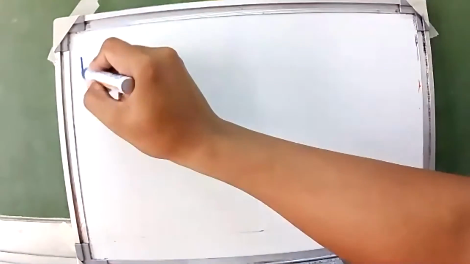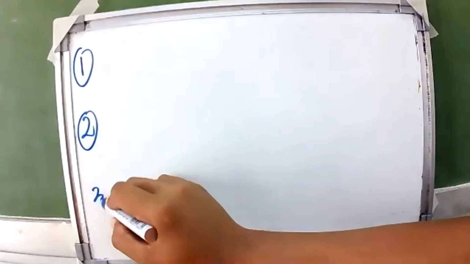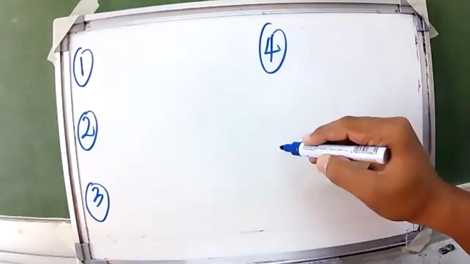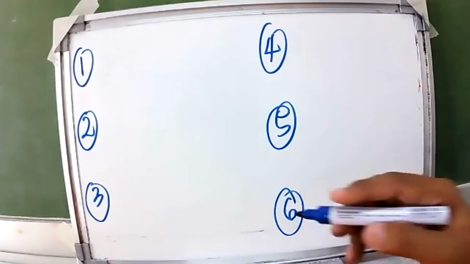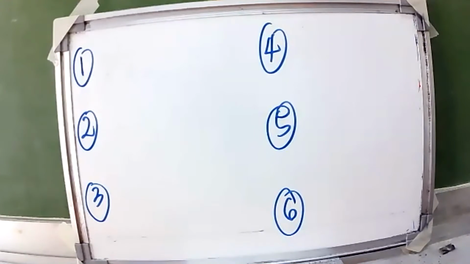Dadagdagan ko na yung given ko. I have here 1, 2, 3, 4, 5, 6. Identify which are factorable.